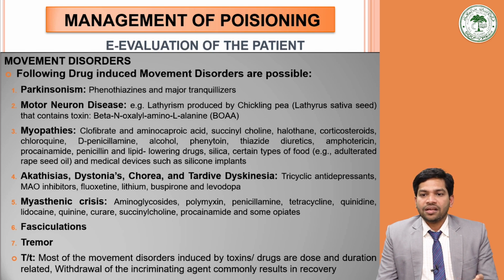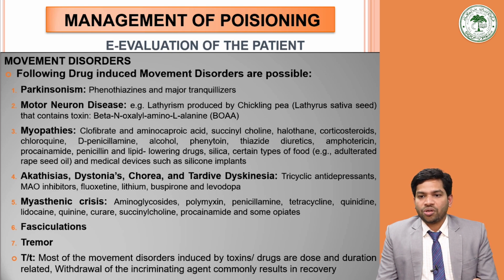Motor neuron disease: various types of toxins can induce motor neuron disease, like that seen in lathyrism produced by the chickling pea, the Lathyrus sativus seeds that contain the toxin BOAA, beta-N-oxalyl-amino-L-alanine. Then myopathies may be another disorder. Drug-induced myopathy may result from a direct toxic effect, which may be local due to injection of the drug into the muscle, or more diffuse when the drug is taken systemically.